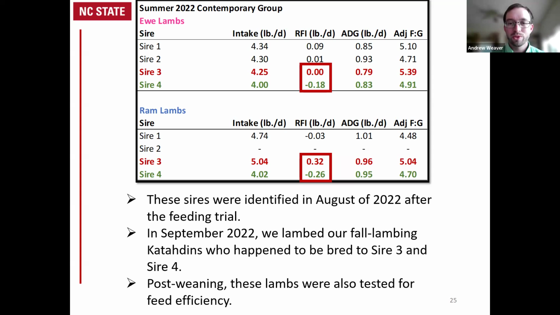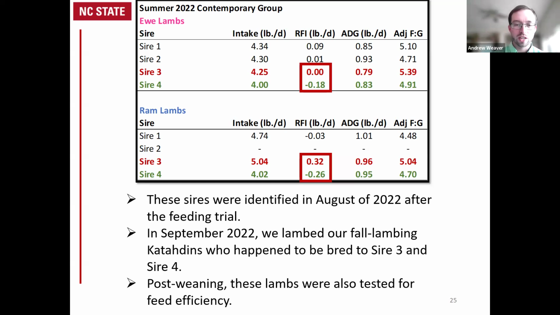So while these animals were actually on the feeding trial, all of our fall lambing ewes were in gestation. We had bred those ewes in April. They were due to lamb in September. This feeding trial took place during June and July, and these two sire group differences were identified in the first part of August. I was like, oh, sire 3 and sire 4, that's pretty interesting. And then it occurred to me that out of sheer luck, we had bred our entire fall lambing flock to sire 3 and sire 4.